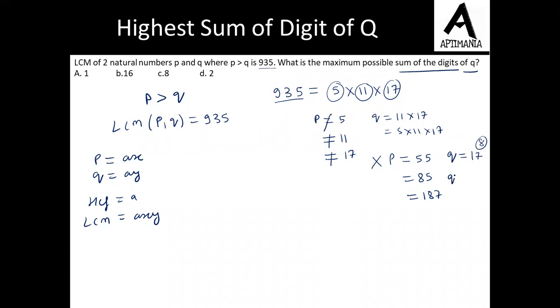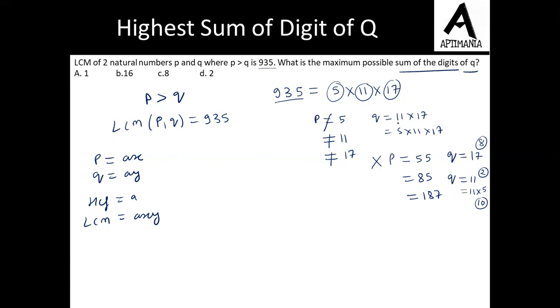Fine. यहाँ पर यदि हम Q लेते हैं तो P में I have included 5 and 17. तो Q must have 11. It can be either 11 or it can be 11 into 5 also. ये 55 भी हो सकता है, ये 11 भी हो सकता है. इस केस में sum of digit is 2. इस केस में 55, the sum of digit is 10. Fine. So these two cases are possible.